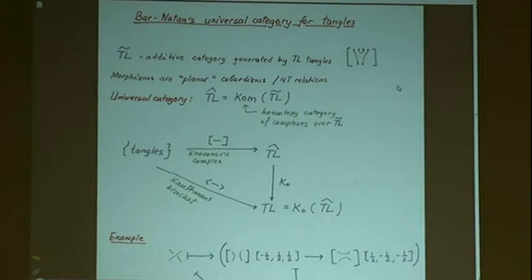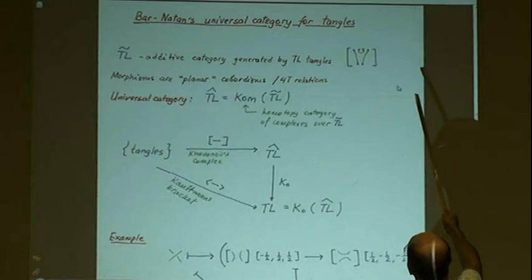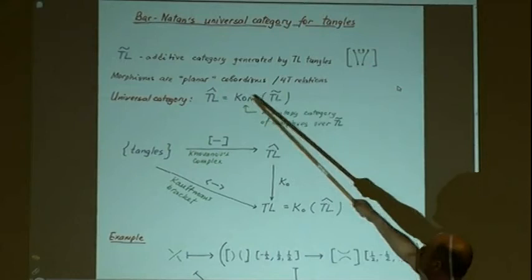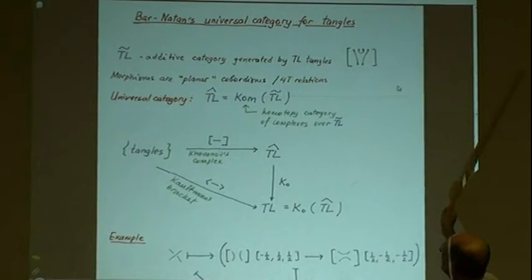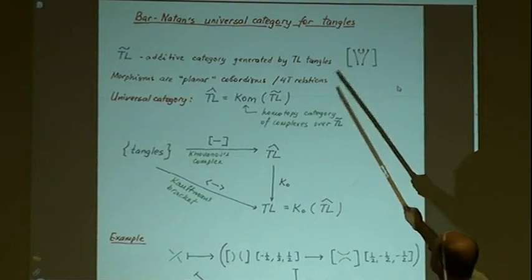Okay, so Bar-Natan introduced a universal category for tangles, building on Misha's work, of course. So he starts with a formal additive category generated by TL tangles, so by pictures like this, and morphisms are planar cobordisms. I don't want to go into this, just think of the simplest cobordism, saddle, and some bubble creation, but I'm avoiding bubbles, so let's think of saddles. Modulo certain relations between those cobordisms, which he calls 4T relations. It's not essential since we do not go into lots of details.